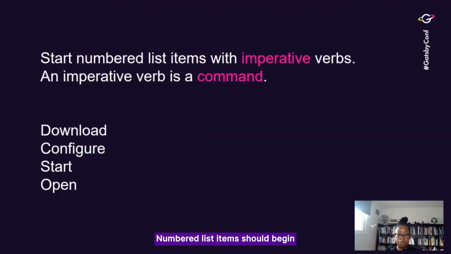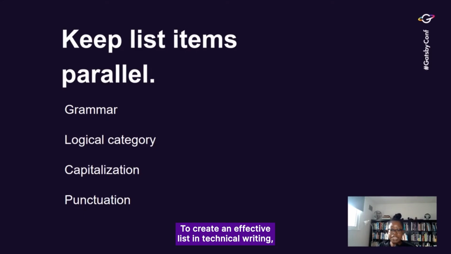Numbered list items should begin with imperative verbs. An imperative verb is a command, so download, configure, start, open. To create an effective list in technical writing, you must keep all list items parallel. Items in a parallel list match along the following parameters: grammar, logical category, capitalization, and punctuation.